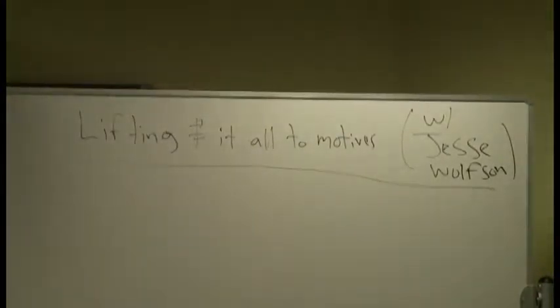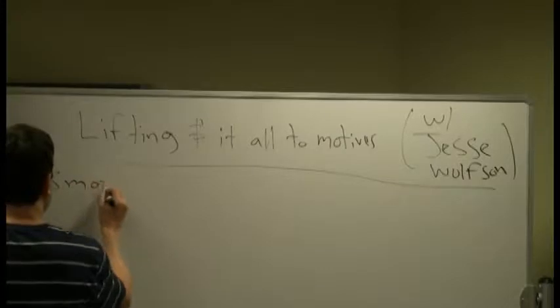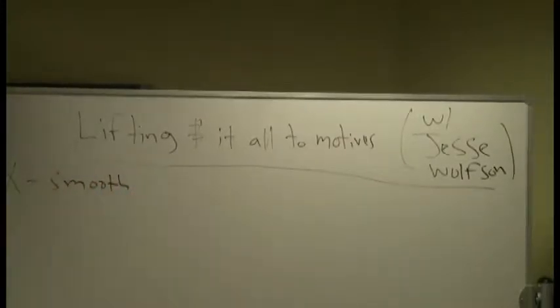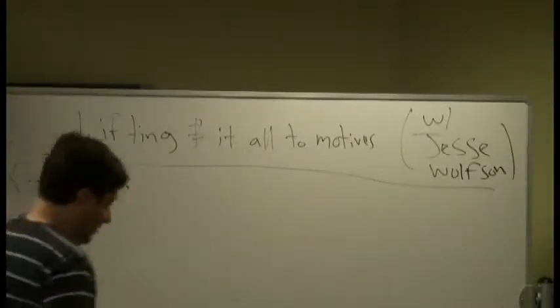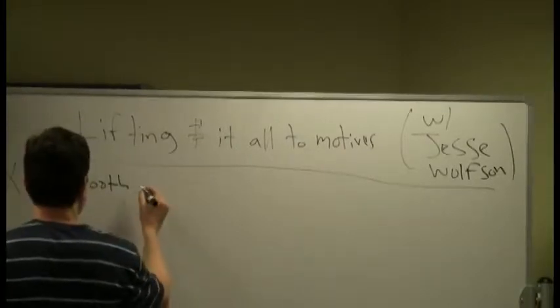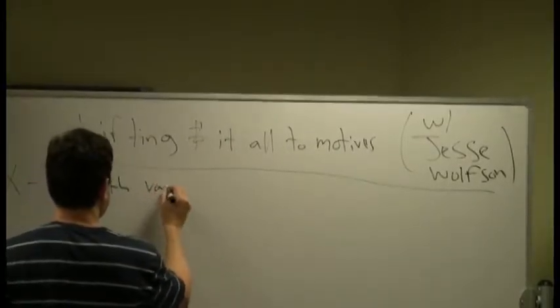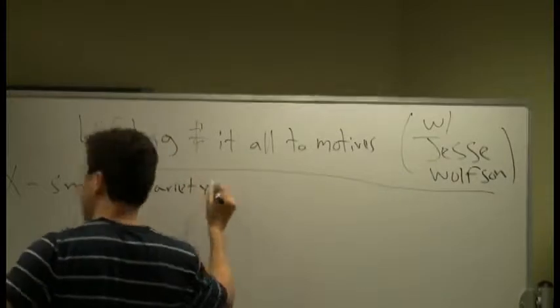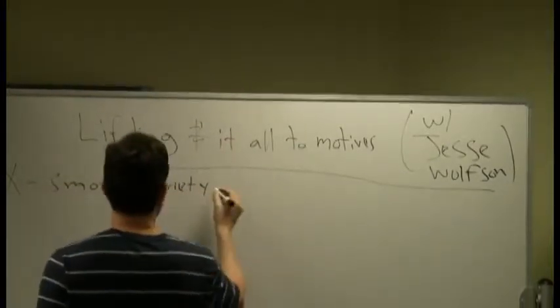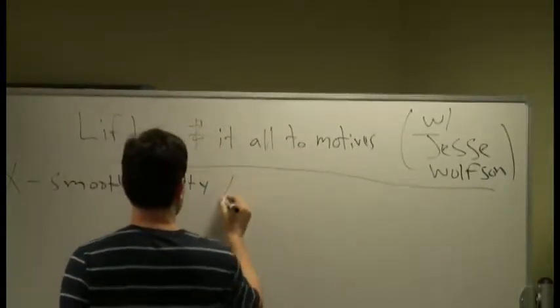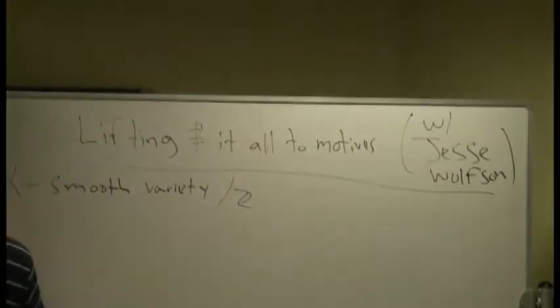It's really looking at one object with three glasses. You have a variety. I'm always going to have a smooth variety, but not compact. Most of these moduli spaces are never compact. Smooth variety, and let's just say it's defined over Z. It's cut out by a bunch of polynomials, at least locally, and the coefficients are in Z.